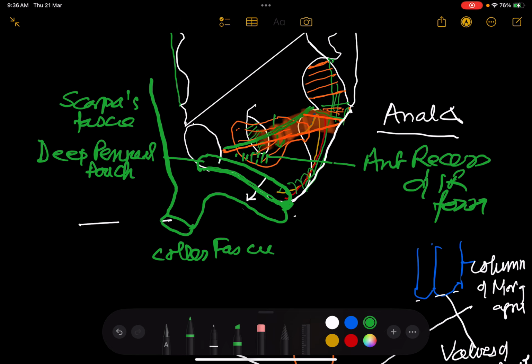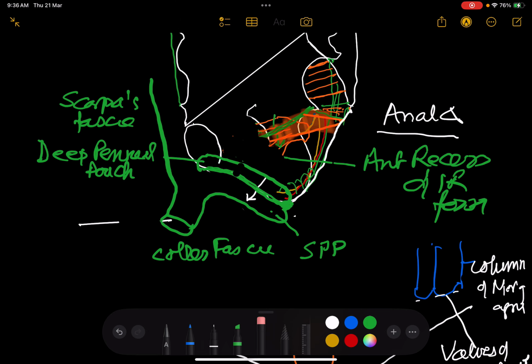So, now this is the superficial perineal pouch. This is the superficial perineal pouch, and this is the deep perineal pouch. And let us place the bladder in this region. So let us rub all this off so that we can really place the bladder, because the bladder will be hiding all this.